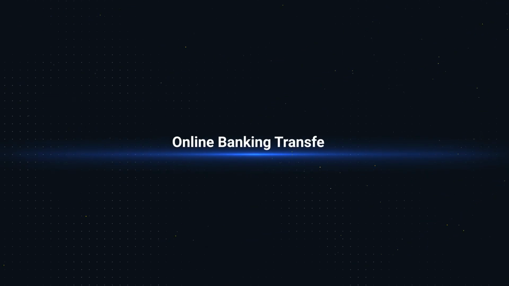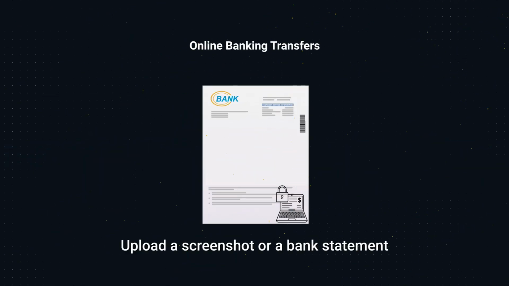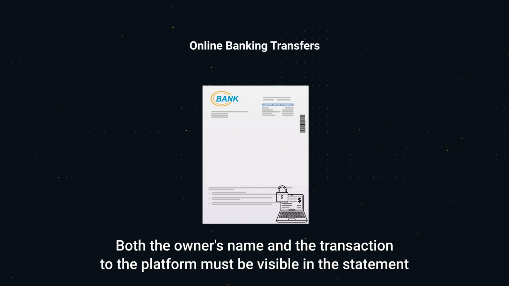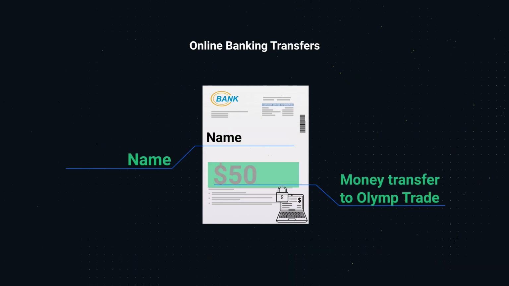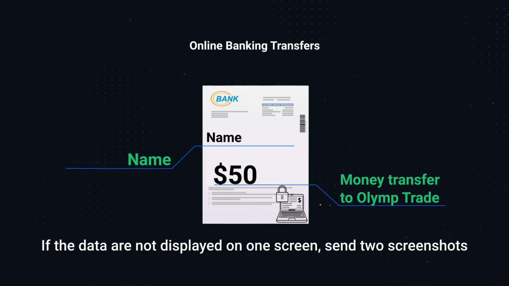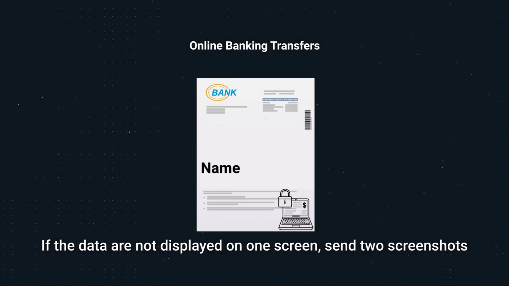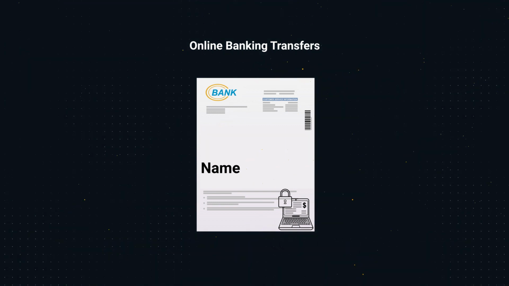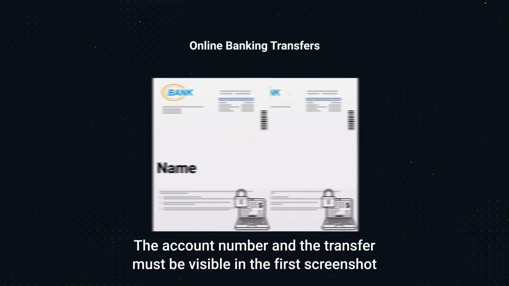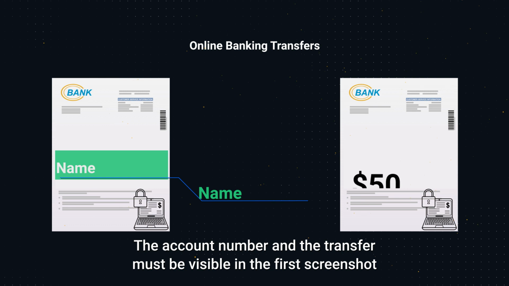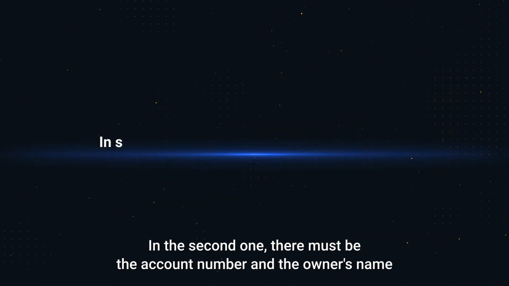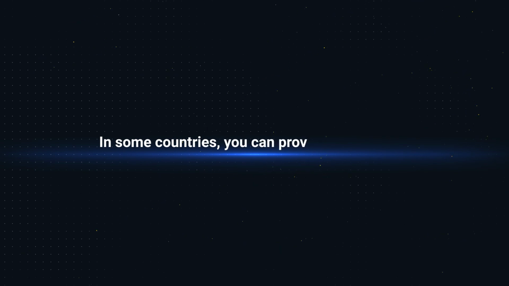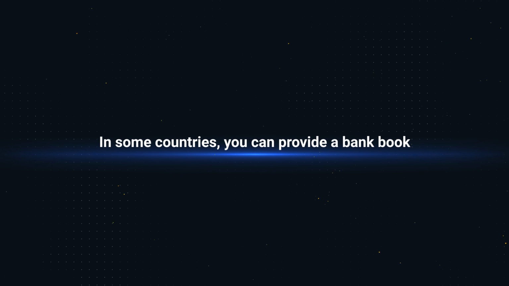Online banking transfers. Upload a screenshot or a bank statement. Both the owner's name and the transaction to the platform must be visible. If the data are not displayed on one screen, send 2 screenshots. The account number and the transfer must be visible in the first screenshot. In the second one, there must be the account number and the owner's name. In some countries, you can provide a bank book if the transfer screenshot has no name or account number in it.